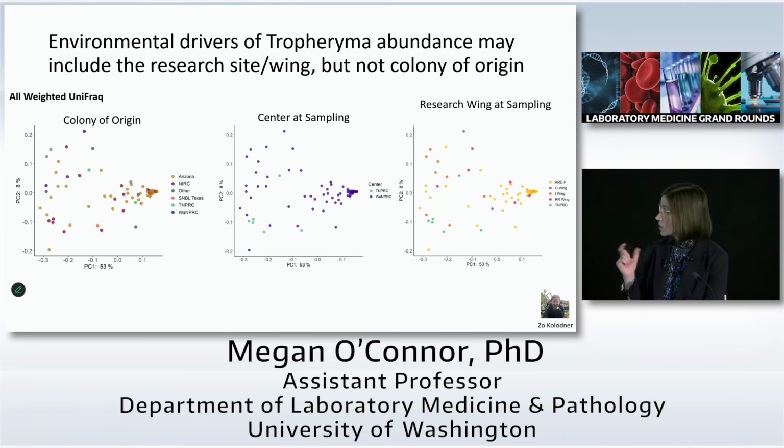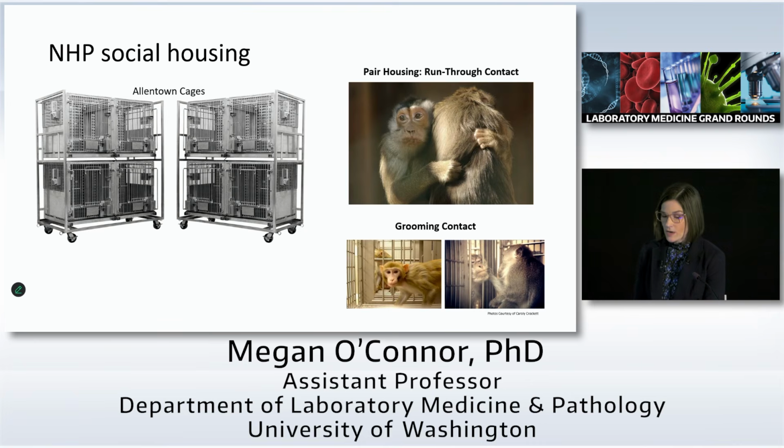So we then wanted to go a step further, and that was to look at the close contacts that these animals were having. Many of our animals, once they go into our different infectious disease studies, move into these Allentown cages. And there are dividers that can separate these different cages. So we can either have what is called pair housing or run-through contact, where we can remove that divider and the animals can move between the cages. So essentially the animals can share the same airspace, or we can have grooming contact, where we set up the divider.